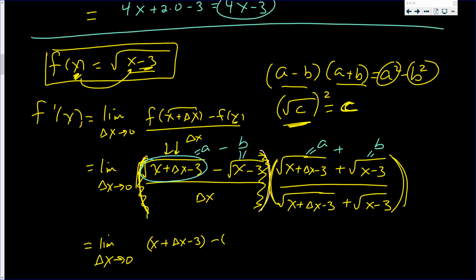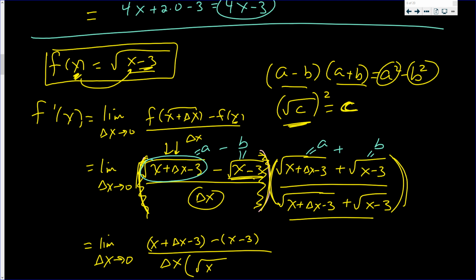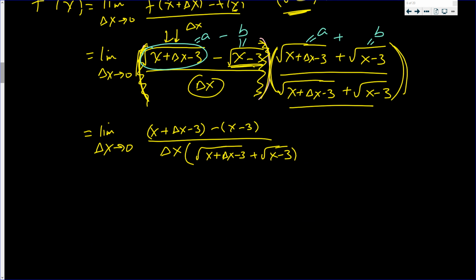Minus b squared, which is just x minus 3. And the bottom is whatever it is. It's this times that, so make sure you put brackets. X plus delta x minus 3 plus the square root of x minus 3. All algebra. Didn't do any calculus other than writing down this silly limit stuff.